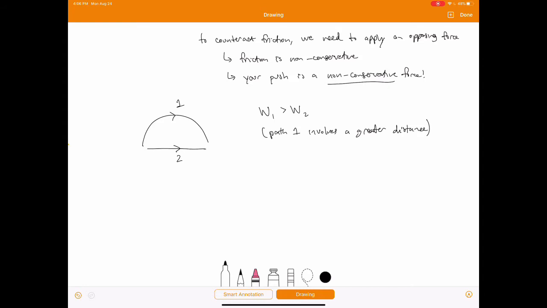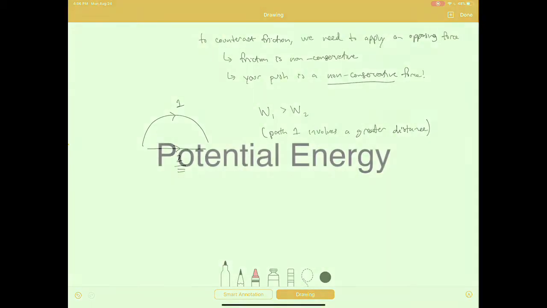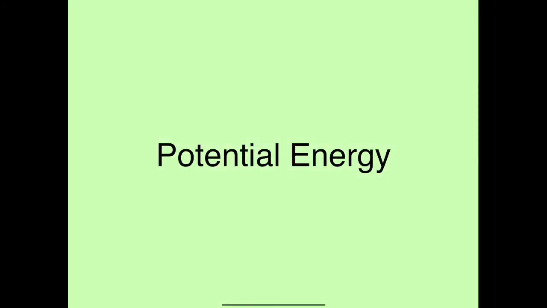Again, that's something you know intuitively, that this would take less work, right? But that can now be expressed in terms of this new vocabulary of conservative and non-conservative forces. Now that we've come up with these definitions for conservative and non-conservative forces, we can put them to use and start talking about potential energy.